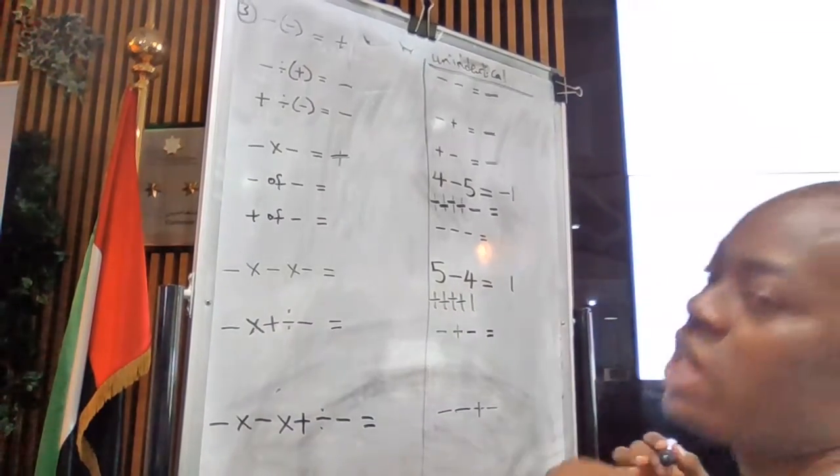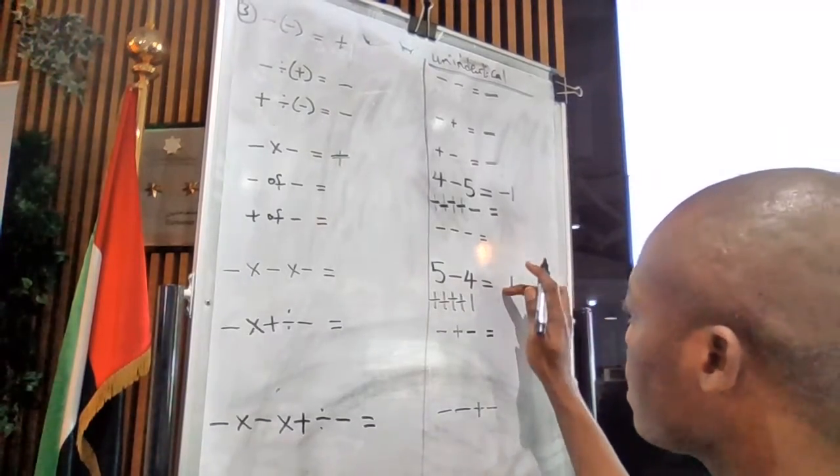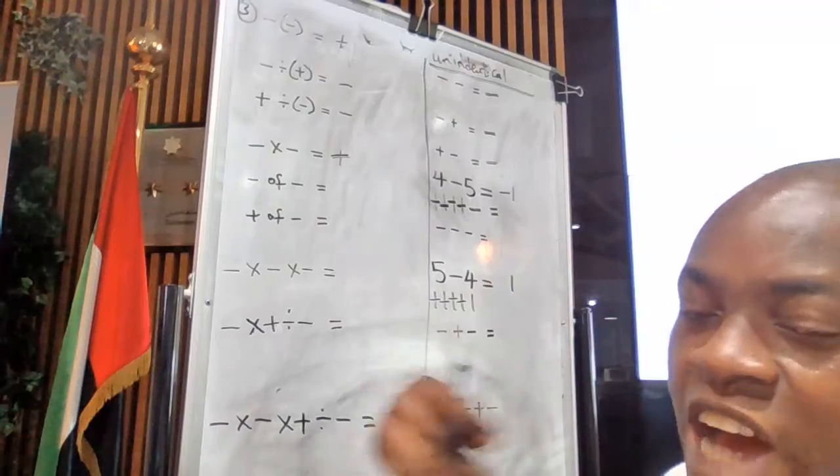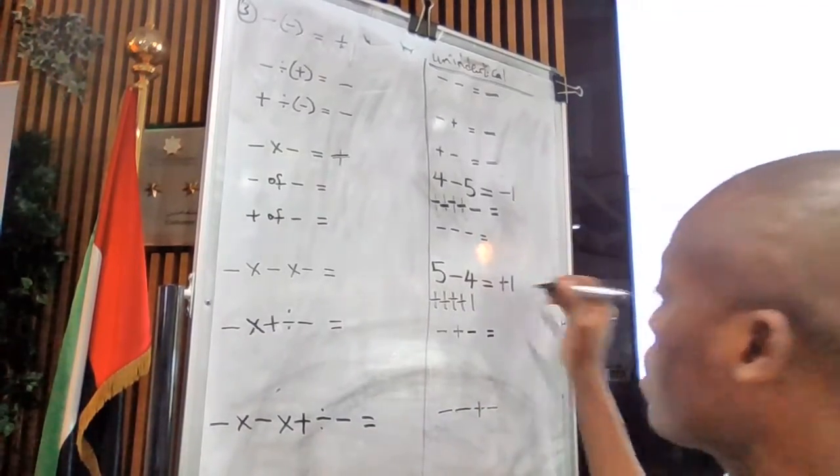Now look at the 1. Nothing is there. If you like, it's your choice, you can put plus 1, because nothing is there. The plus is assumed to be invisible. If you like, you can decide to put plus 1.